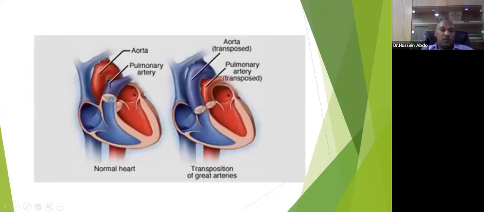Okay, this is a normal heart where the superior and inferior vena cava connect to the right atrium, and then through the tricuspid valve to the right ventricle, and the right ventricle is connected to the pulmonary artery, while the left ventricle is connected to the aorta. So the unoxygenated blood in the right side will go to the lung, be oxygenated, and come back to the left ventricle and be ejected to the systemic circulation.